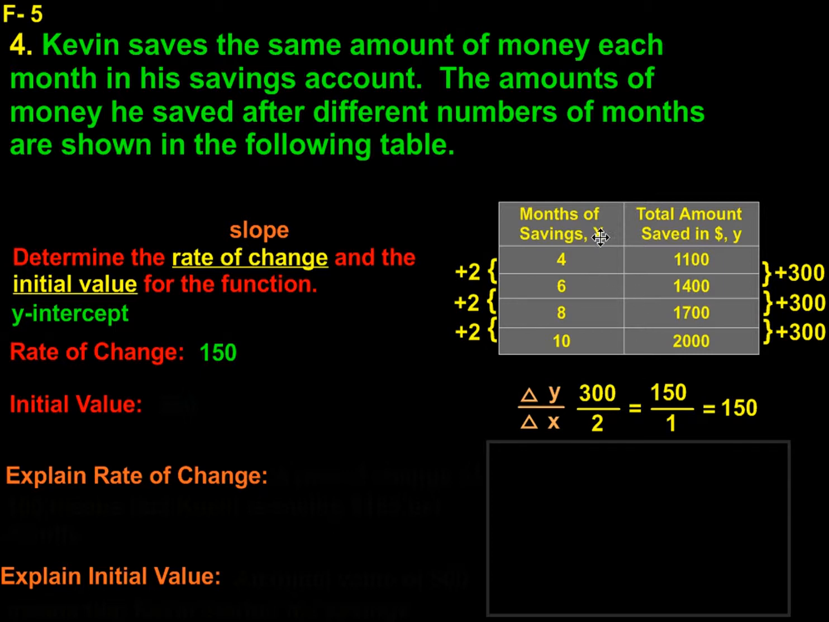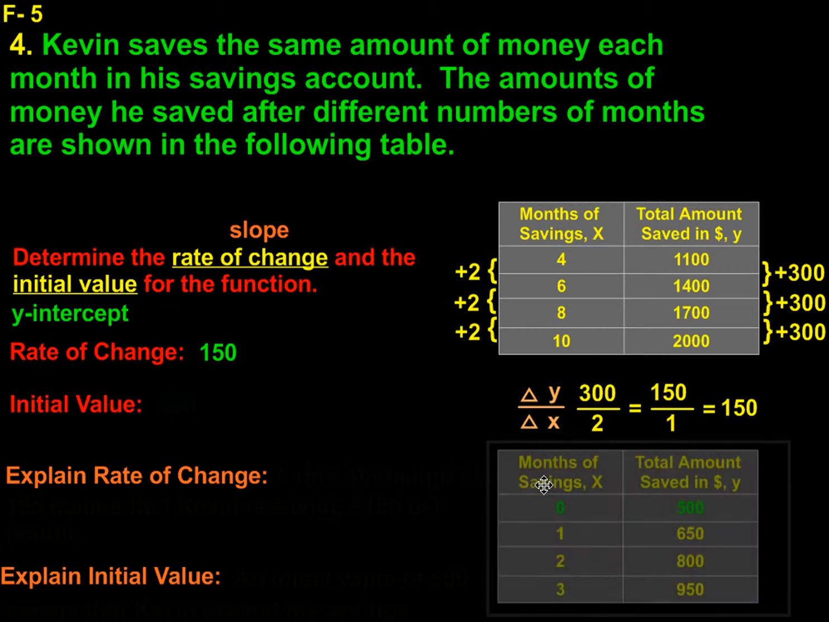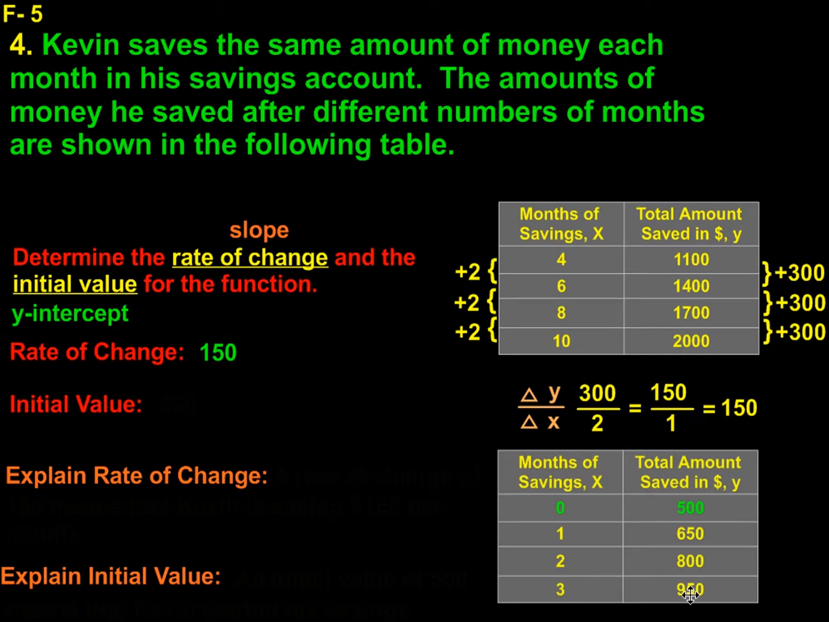So I've created this table as if it were to continue up higher, but I'm doing it in 1-month intervals so that we can better see exactly where we'll be. So at 3 months, we would have been at $950. At 2 months, we're at $800. At 1 month, we're at $650, and at 0 months, the total amount in his bank account would have been $500. So our initial value is $500.